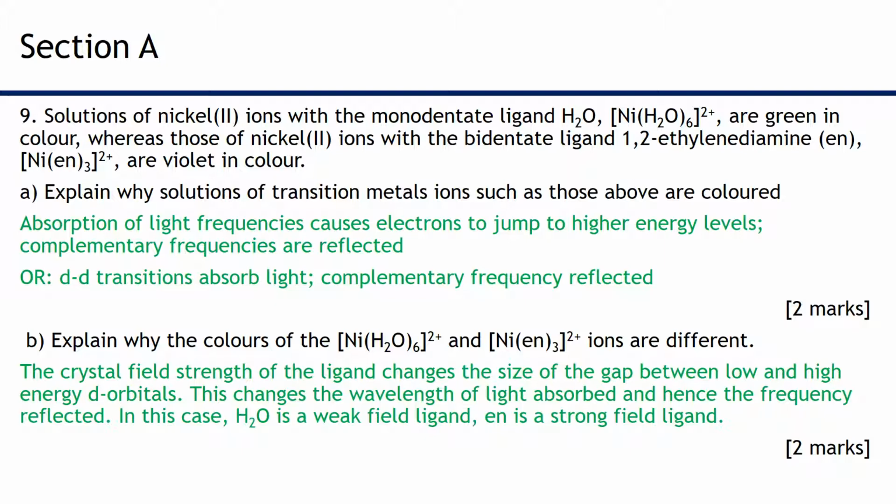So in this case, water is a weak field ligand and ethylene diamine is a strong field ligand. As long as you got something along the lines of saying that the crystal field strength changes the size of the gap and that it changes the wavelength, you would have got the full 2 marks there. You don't need to specify that H2O is a weak field ligand and that En is a strong field ligand.